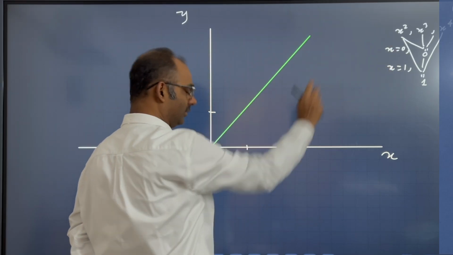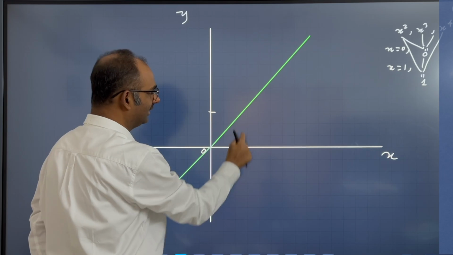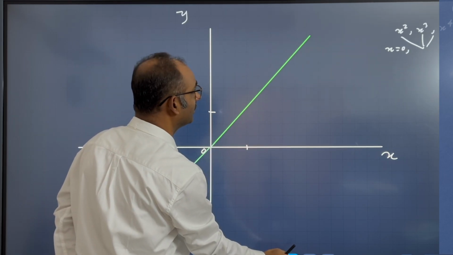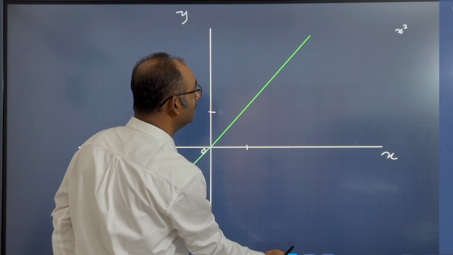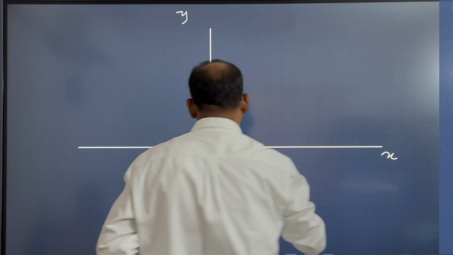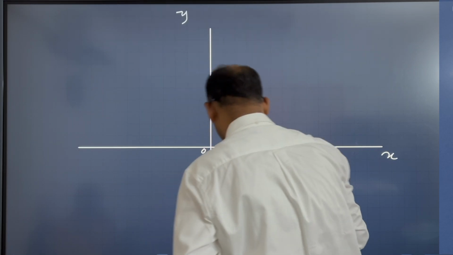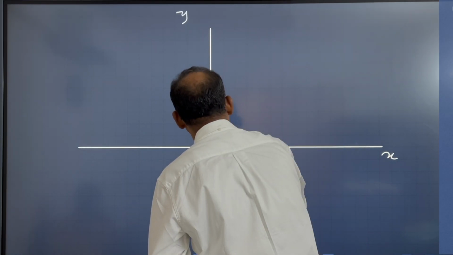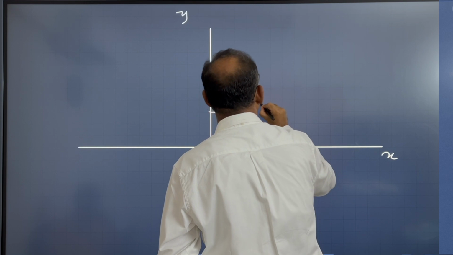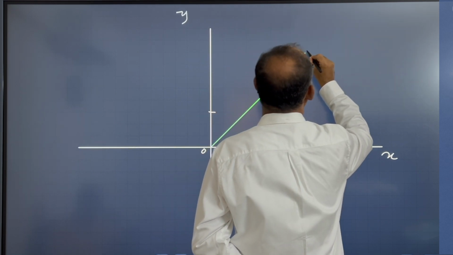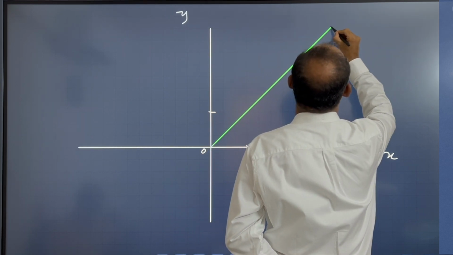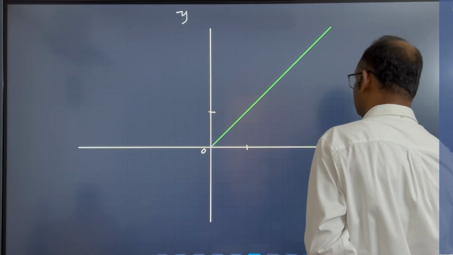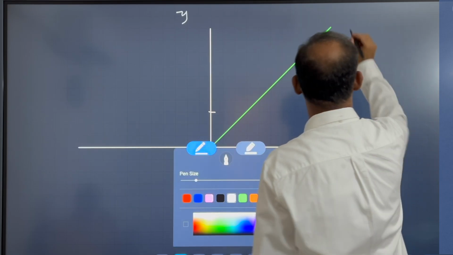So this point you remember, okay? They all meet at the origin and they will all meet here. That is y equal to x.